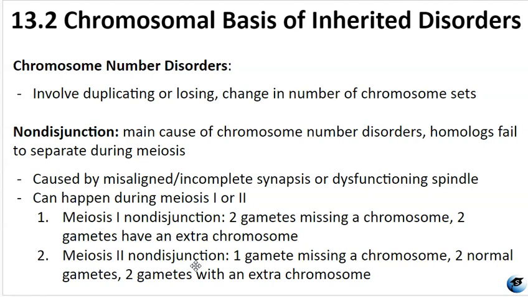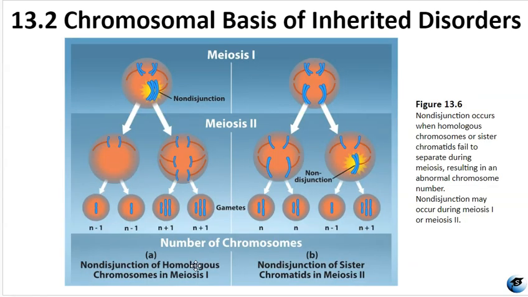So in one cycle, you have chromosomes being pulled apart. In the other cycle, you have chromatids being pulled apart. Figure 13.6 shows how nondisjunction occurs in either meiosis 1 or meiosis 2. So the error is occurring either when a pair of chromosomes fail to separate or when a pair of sister chromatids fail to separate. And we see here in the offspring, we have 2 gametes.